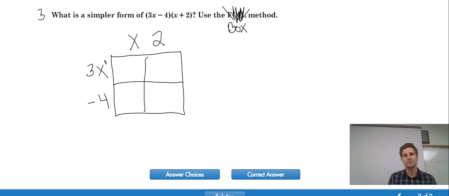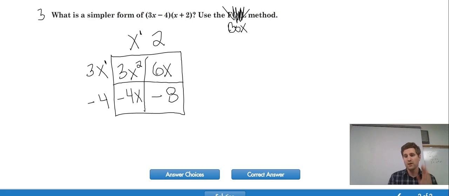I like to put a little exponent on, a little exponent, boom. 3 times 1 is 3. There's a 1 technically kind of in front of there. x and x is x squared. 3 times 2 is 6x. Good. This is negative 4x. And negative 4 times 2 is a negative 8.